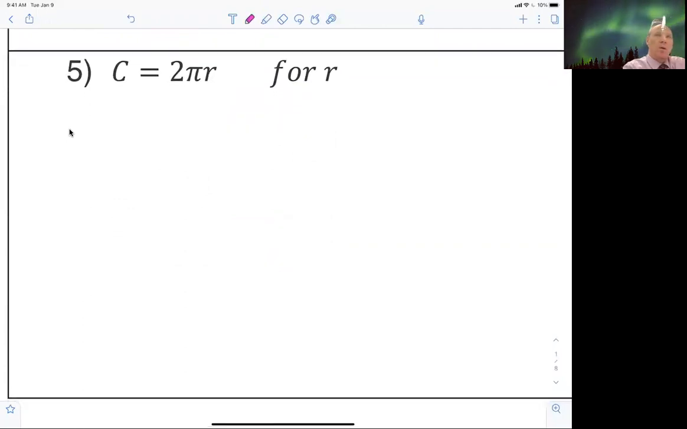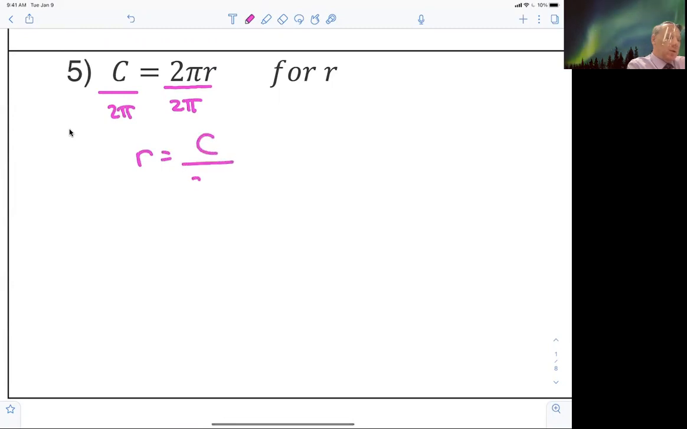Solving for R. All of this is held together by what operation? Multiplication. That's what you should be saying. To undo multiplication, all I have to do is what? Divide. So I'm going to divide by what? 2 pi. Divide by 2 pi. So the radius is always the circumference divided by 2 pi. Anybody have an issue?